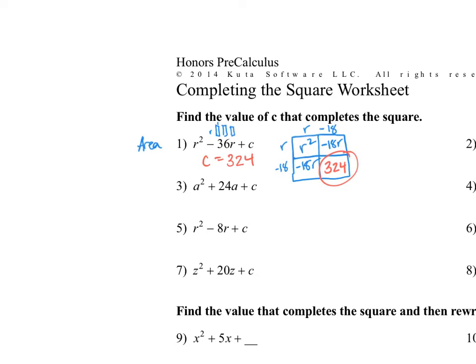Now, if you don't want to draw the whole square and go through that whole process, you don't have to. If we take a look at number 3 over here, if I take my b value, in this case just a positive 24, and split that in half, that's going to get me 12. And then if I take that 12 and I square it, so 12 times 12, kind of like what we did with the negative 18 times negative 18, that's going to get me 144. So I can say that c is 144. You can also think of this as we took the b value, split it in half, and squared it, and that got us our c value. So if you prefer to think of it that way, that works as well.